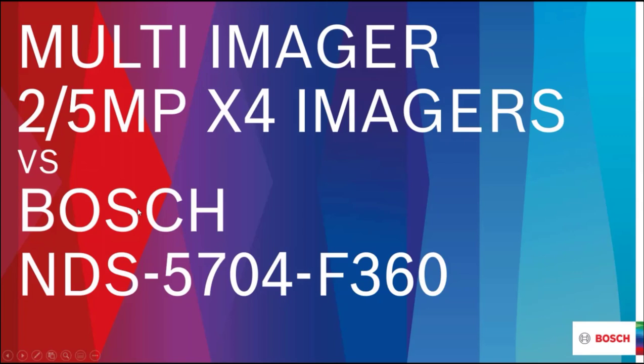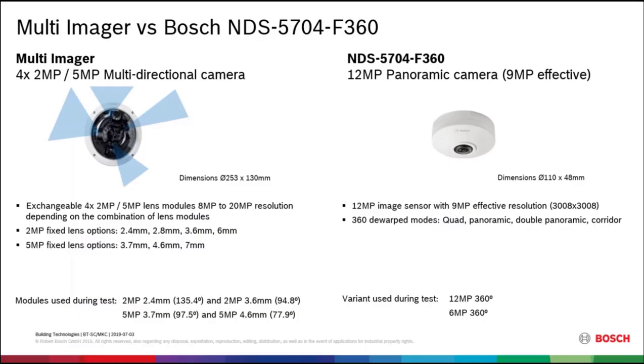And then a couple different use cases pop up. A lot of people think that with a panoramic camera, there's also another type of camera, and that's a multi-imager. And how does the panoramic camera compare to a multi-imager? In this instance, we've compared our panoramic, our 12 megapixel and our 6 megapixel, against an 8 megapixel 2x4 and a 20 megapixel 4x5.